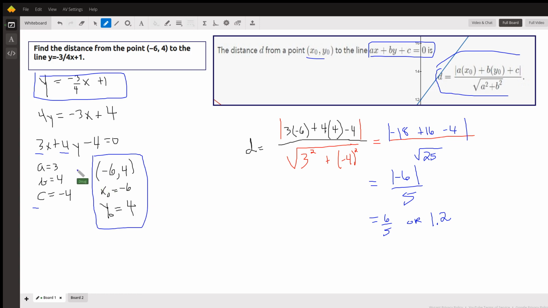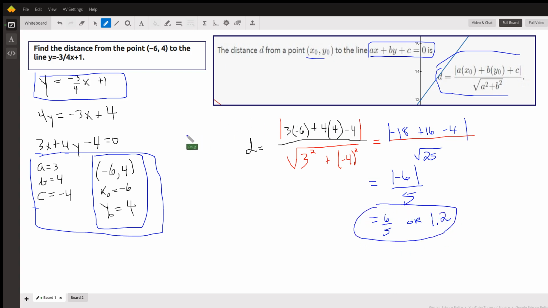So if we substitute these values into the formula, the absolute value of a times x sub 0, which is 3 times negative 6, plus b times y sub 0, minus 4, all over the square root of a squared plus b squared. Okay, and that turns out to be, after you've taken the absolute value, 6/5 or 1.2.